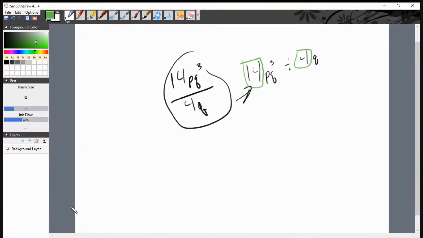When you have a fraction like this, where you know your number, if you do 14 divided by 4, it's going to give you 3.5. What you can do, I mean, you could essentially do the 3.5 times and then deal with the variables. It doesn't really matter.